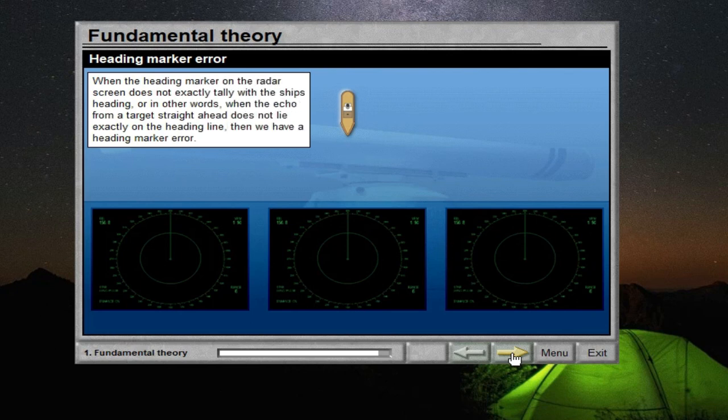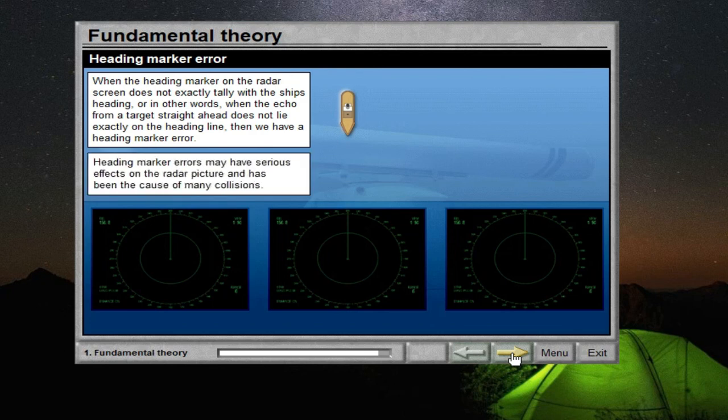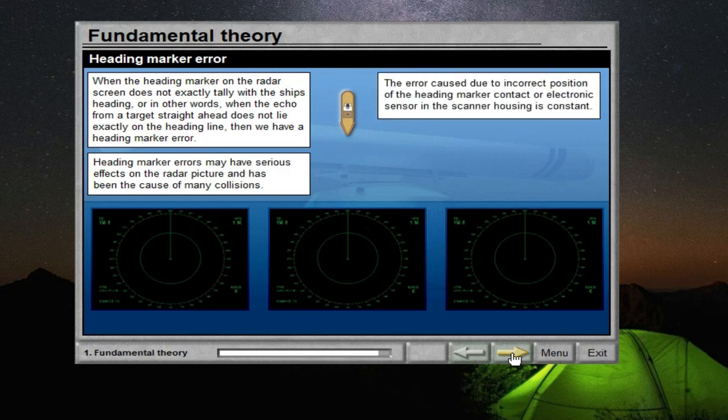When the heading marker on the radar screen does not exactly tally with the ship's heading, or in other words, when the echo from the target straight ahead does not lie exactly on the heading line, then we have a heading marker error. Heading marker errors may have serious effects on the radar picture and have been the cause of many collisions. Naturally, this error should be paid attention to and checked regularly. The error caused due to incorrect position of the heading marker contact or electronic sensor in the scanner housing is constant.